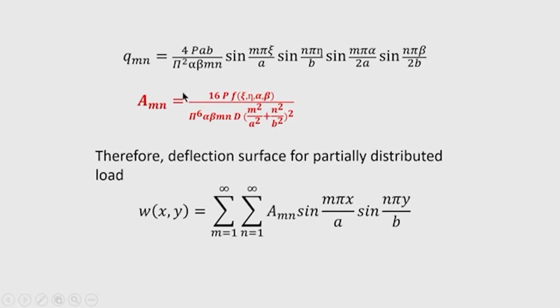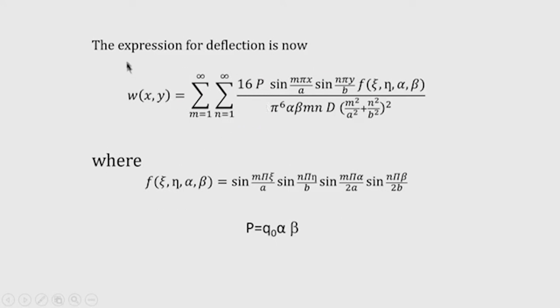Now, A m n is actually dependent on Q m n in the original formulation, and Q m n for that case is found as 4 p a b pi square alpha beta m n sin m pi xi by a sin n pi eta by b sin m pi alpha by 2 a sin n pi beta by 2 b. You can easily observe that xi and eta are the coordinates of the centroid of the load and alpha and beta are the length and width of the load. Knowing this quantity Q m n, we can find A m n, and once A m n is found, we can find the deflection. But the question arises, what is f of xi, eta, alpha, beta?